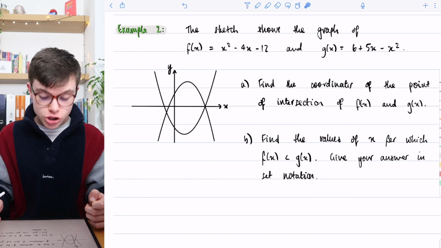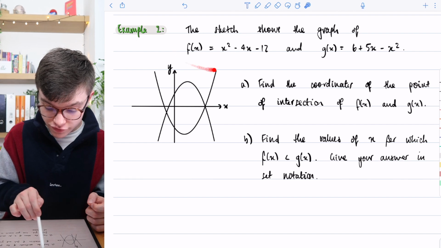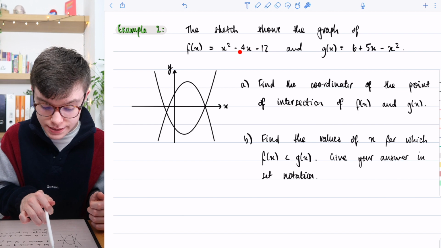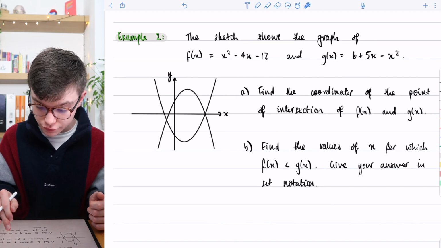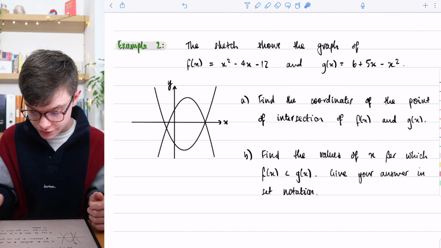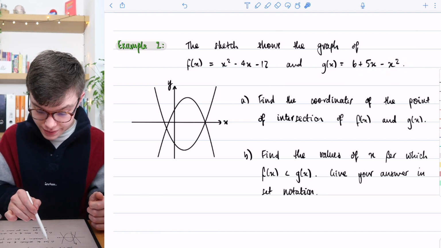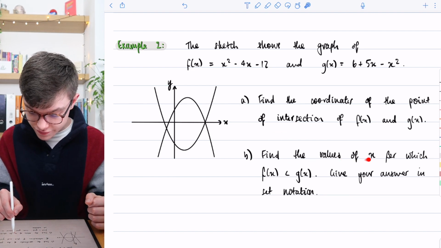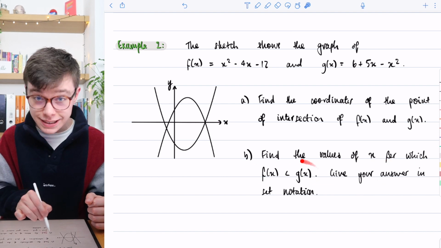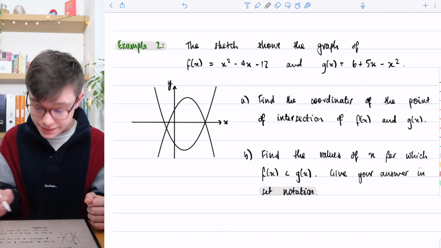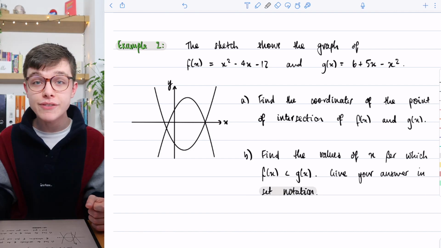It says the sketch shows the graph of two functions. f of x just means it's a function, and they're two quadratics. f of x is x squared minus 4x minus 12, and g of x is 6 plus 5x minus x squared. Part A says find the coordinates of the point of intersection, so that's quite easy. And part B says find the values of x for which f of x is less than g of x. Note here, it wants our answer in set notation. So if you want to, pause and have a go, and then we'll work through the answer.